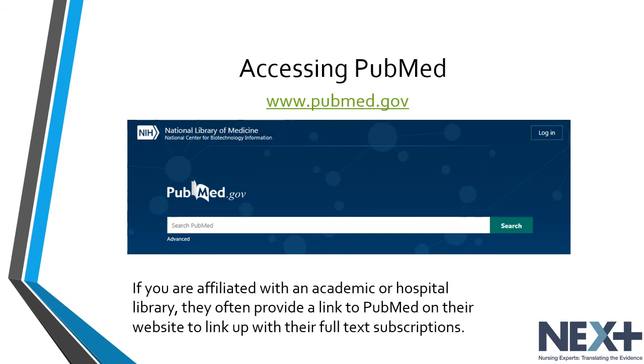Access PubMed by going to www.pubmed.gov. If you are affiliated with a library, check the library's website for a link to PubMed that links to their full-text journal subscriptions. Please note that the new version of PubMed came out in May 2020 and that there may be additional changes made since the recording of this presentation.